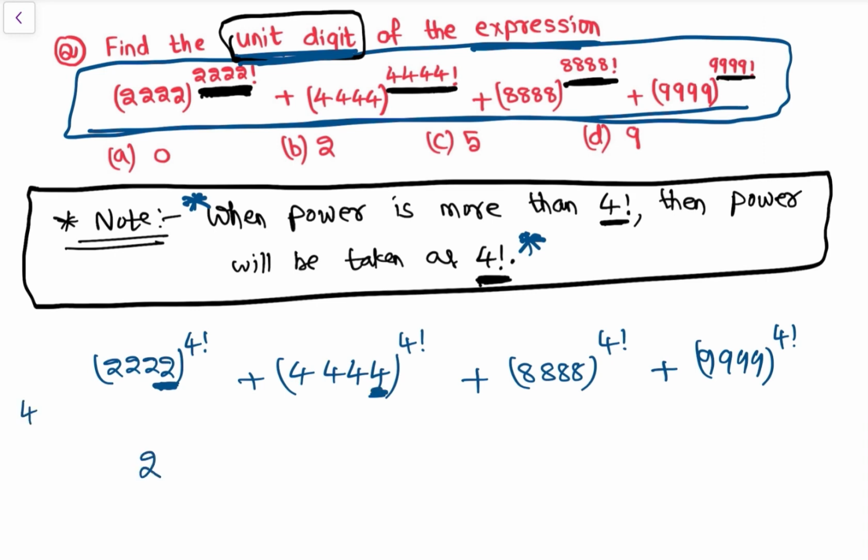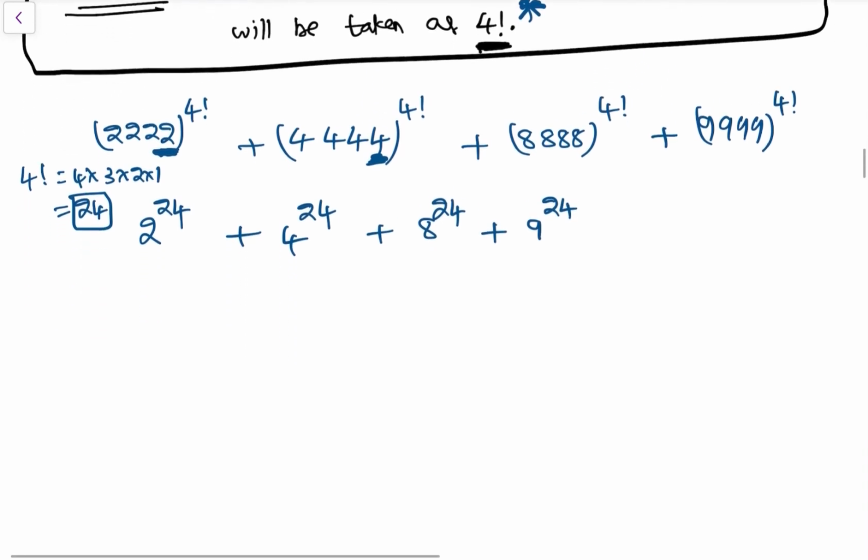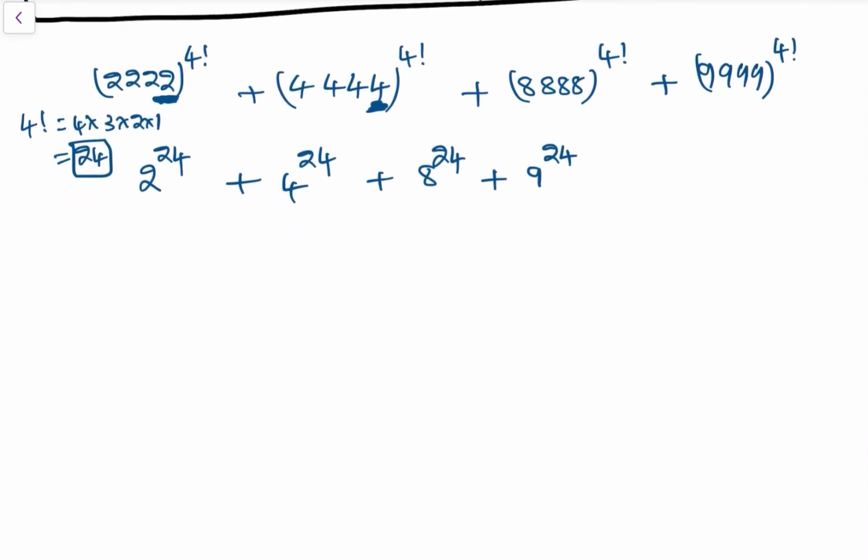4 factorial is, we know, 4 into 3 into 2 into 1. So that is 24. Okay, so 2 to the power 24 plus 4 to the power 24 plus 8 to the power 24 plus 9 to the power 24. So now we know how to find the unit digit of these expressions. So let's find the unit digit of each separately.